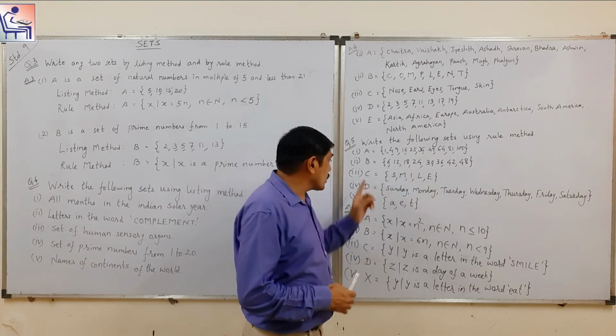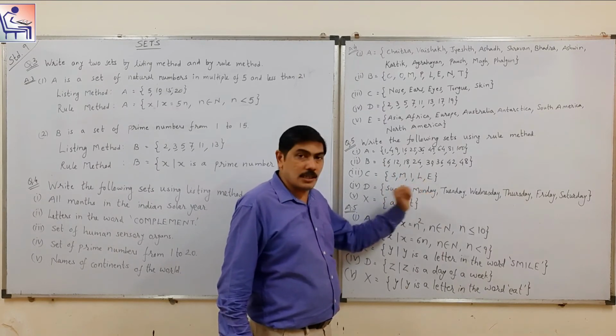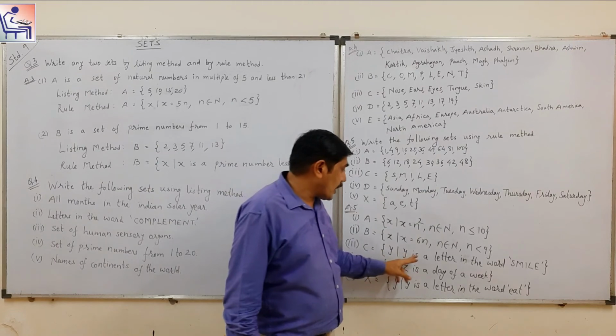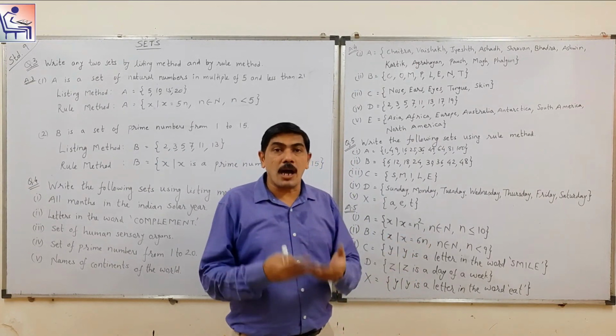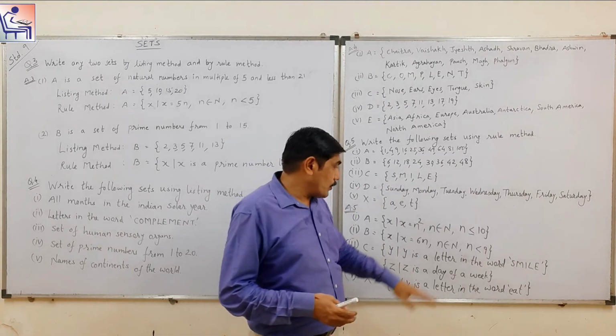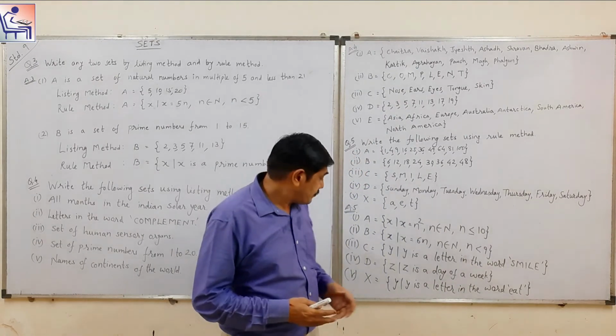Now the third, C is equal to SMILE. So here we will write C is the set of all y such that y is a letter in the word smile. Okay, so here we are getting the word smile. So we have written here y is a letter in the word smile.